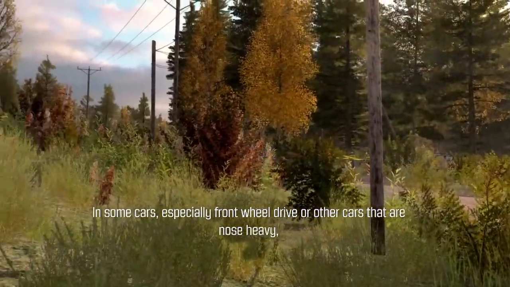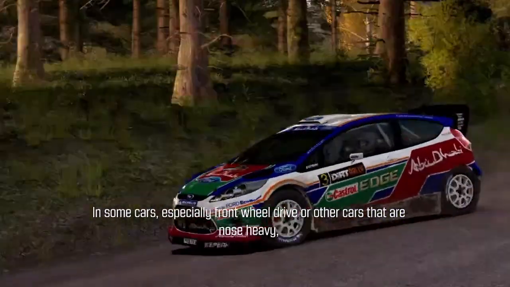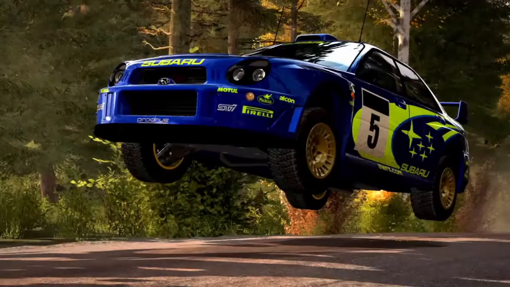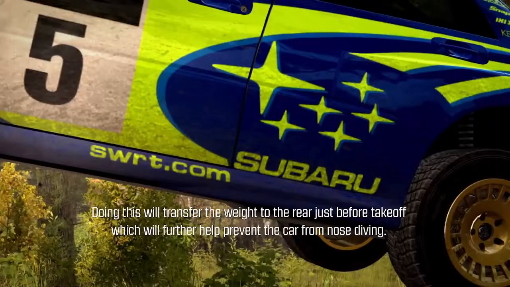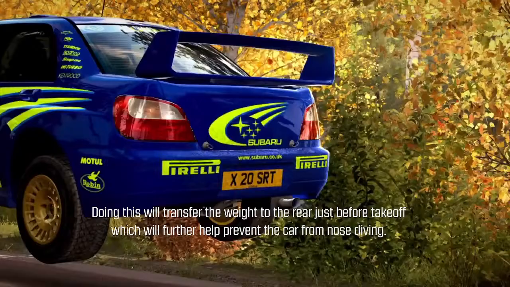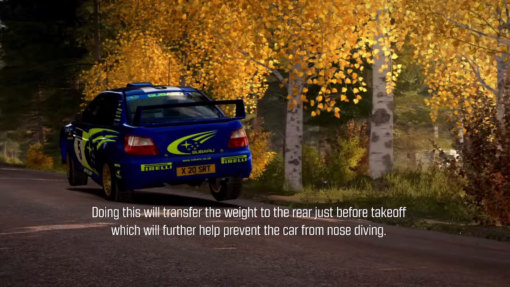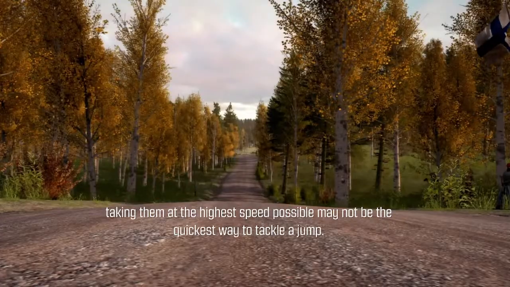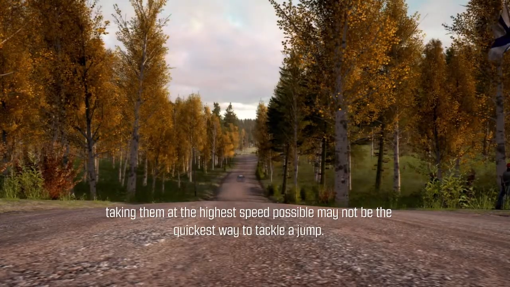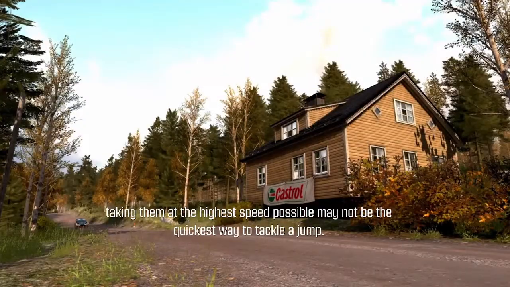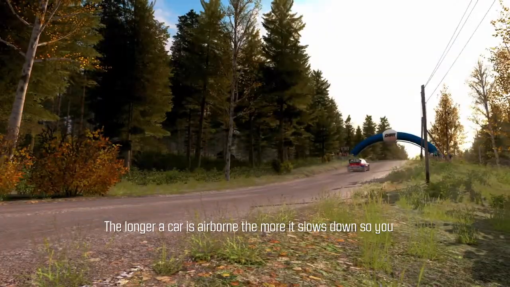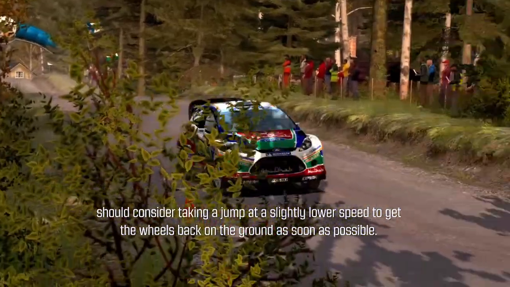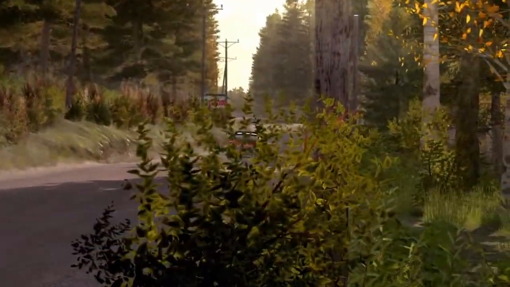In some cars, especially front-wheel drive or other cars that are nose-heavy, it may even be prudent to be accelerating as the car leaves the ground. Doing this will transfer the weight to the rear just before takeoff, which will further help prevent the car from nosediving. Remember, even though big jumps at high speeds can be spectacular, taking them at the highest speed possible may not be the quickest way to tackle a jump. The longer a car is airborne, the more it slows down, so you should consider taking a jump at a slightly lower speed to get the wheels back on the ground as soon as possible.